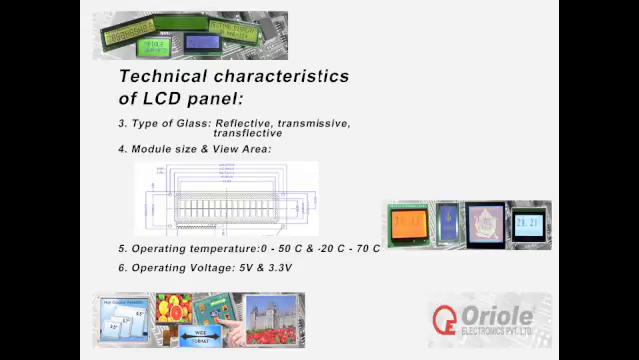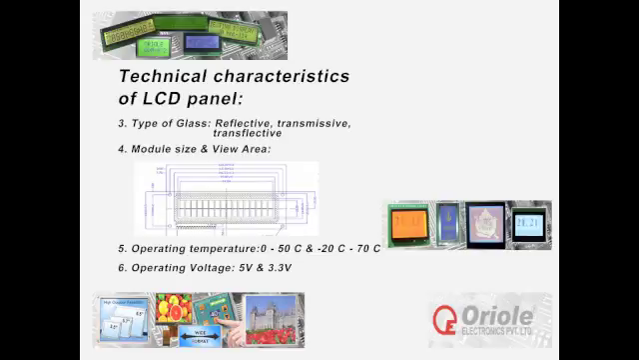Next is the module size and view area. So the module size, as the name suggests, is the size of the complete module. The viewing area is actually only the size of the glass panel, which is considered the visible area or on which you have data that is visible.